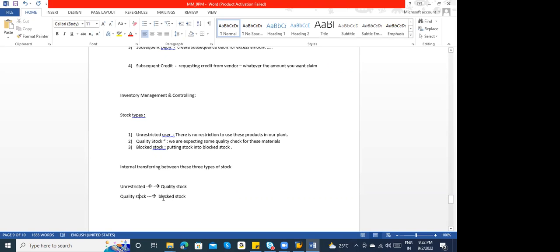Also, in the case of block stock, suppose they actually issued 10 quantity. Out of 10, maybe one quantity is very good, but nine quantities are damaged. I just want to use the one quantity which is good. Then we can either send it back to quality for a quality check, or we can move it to unrestricted from the block stock, because they already validated it at their level.